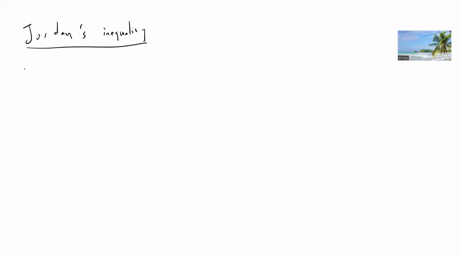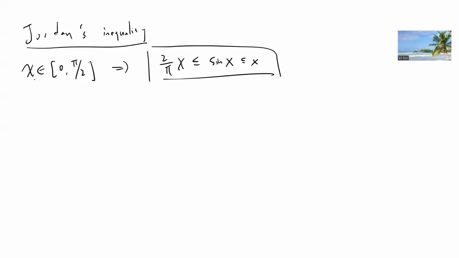So the idea is that you start with this region and you claim this. So this is what we are going to show. We want to show that when x belongs to 0 to pi over 2, 2 divided by pi x is less than or equal to sine x, which is less than or equal to x. Let's say this is part 1, this is part 2.